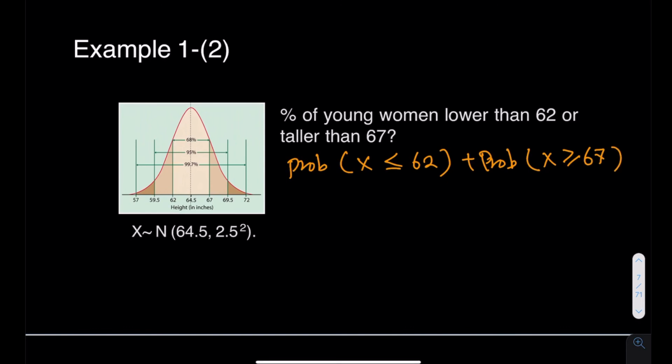So graphically, what does this mean? Here is the boundary. It's actually the same boundary, and the 67 is also the same boundary we used before. But now the probability is less than. So what's the area that we are looking for? This area on the left side plus the other area on the right side.